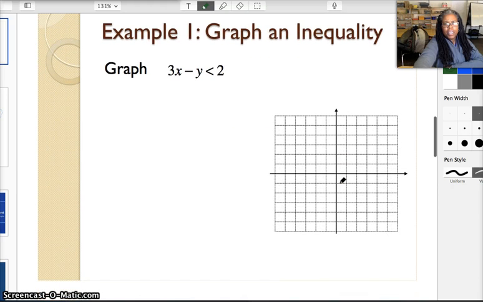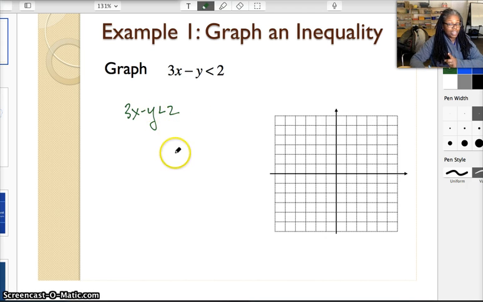Let's get started. So here we're going to graph this inequality. 3x minus y is less than 2, and what we're going to do is we're actually going to treat this kind of like a linear equation. If I had to graph this, I would prefer to put this linear equation into y equals mx plus b form, or slope-intercept form. To do that, I'm going to do exactly what I would do if this were an equation, except I'm going to follow the rules of dealing with an inequality.